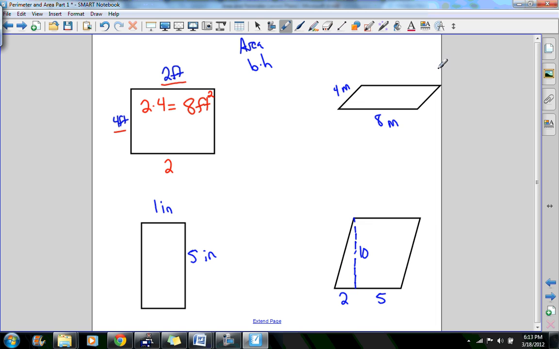Now here, because we're not given the height, we're given the side length. The height is right here. We can't find it.